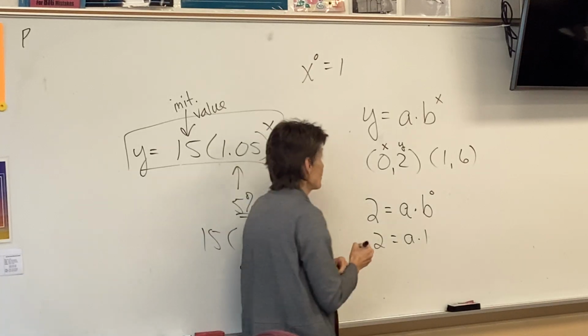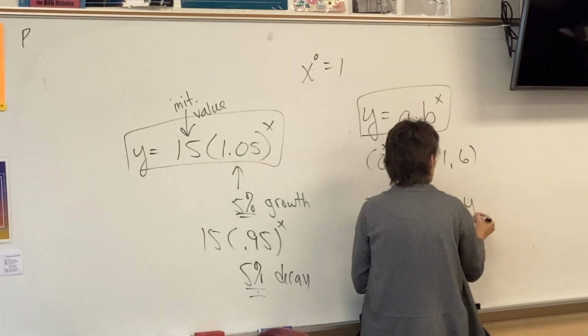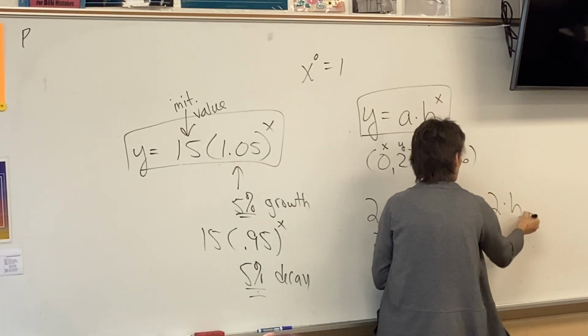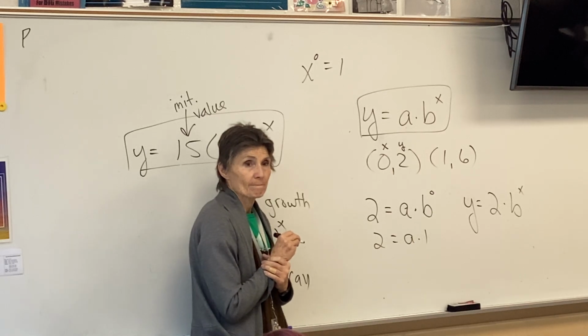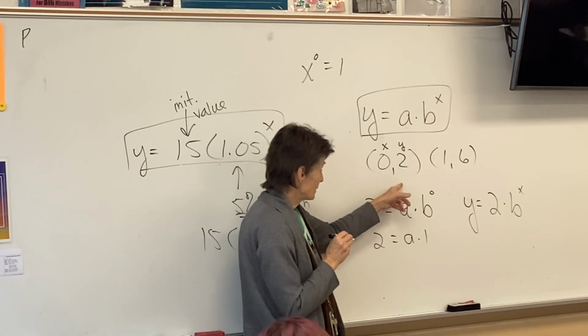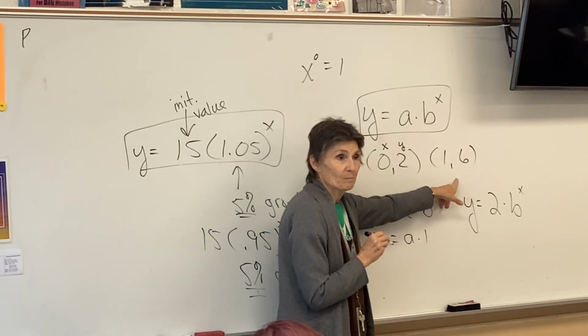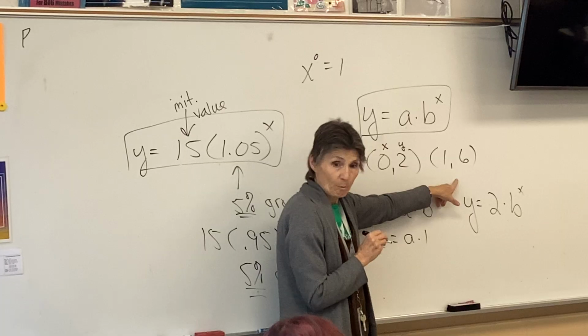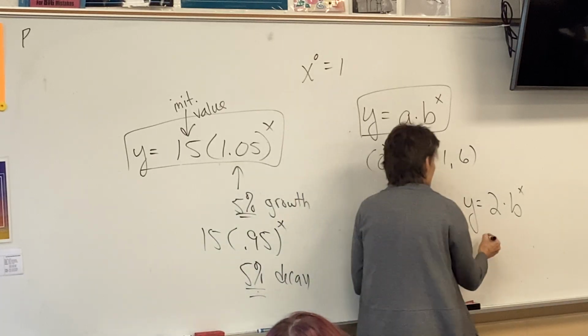So remember, this is what you're shooting for, but now you know A is 2. So 2 times b to the x. Now, I used this point to find my a. Guess what I'm gonna do now? Use the other point. Use the other point to find b. So here we go.